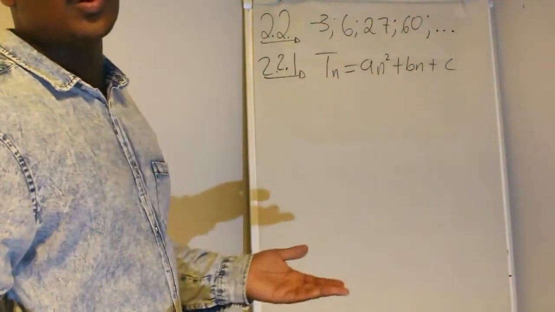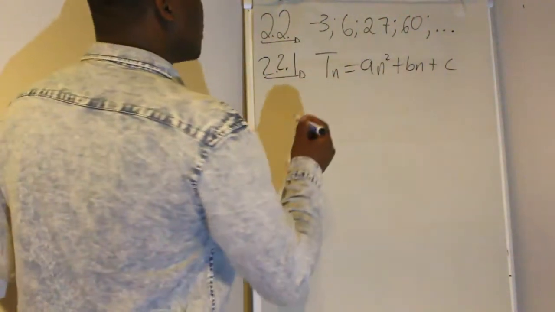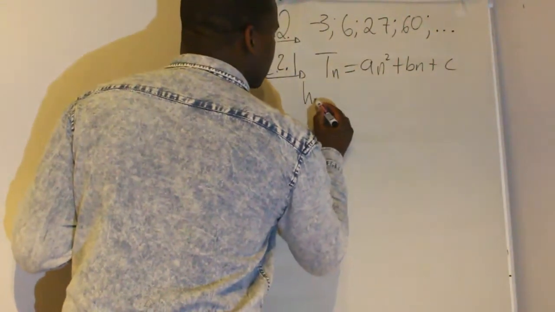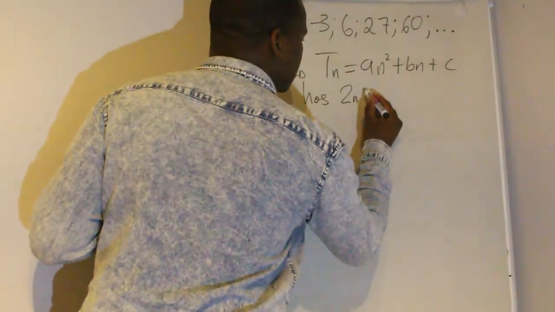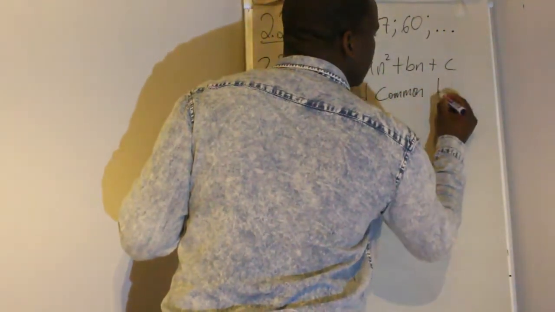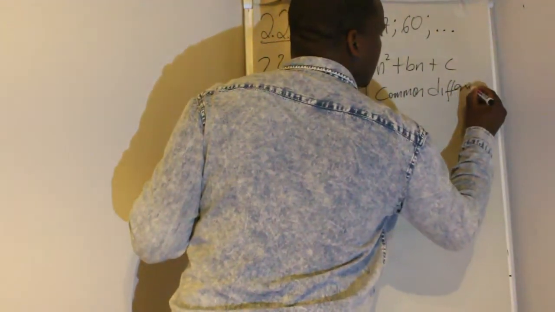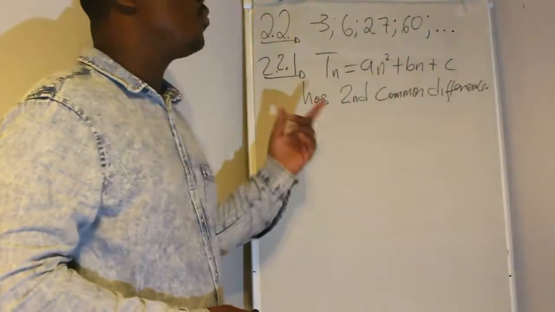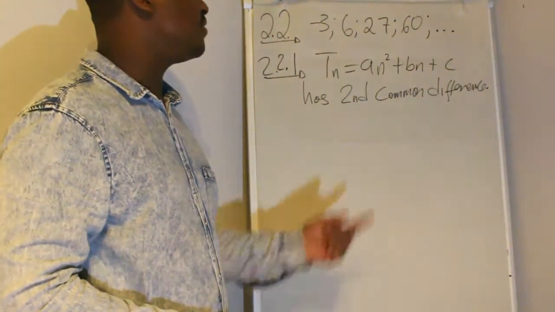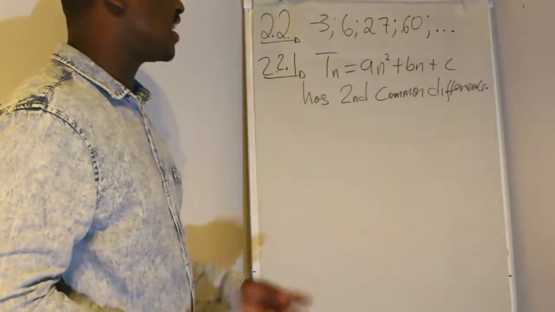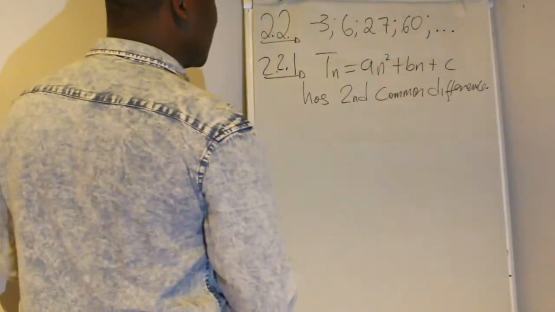So what do we know about a quadratic sequence? A quadratic sequence has the second common difference. In 2.1, we were dealing with the arithmetic sequence, which has the first common difference. So what is the second common difference? Let's go and examine that.